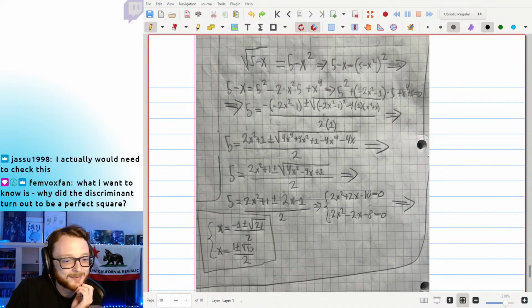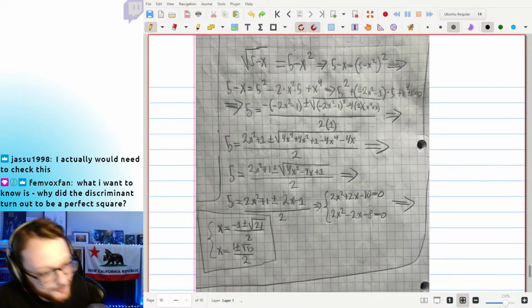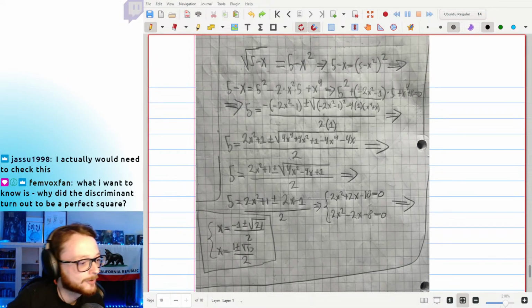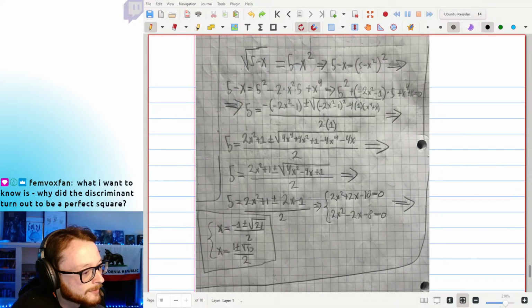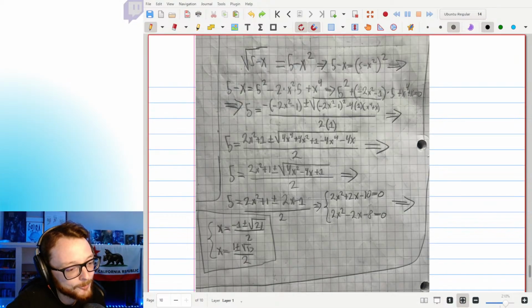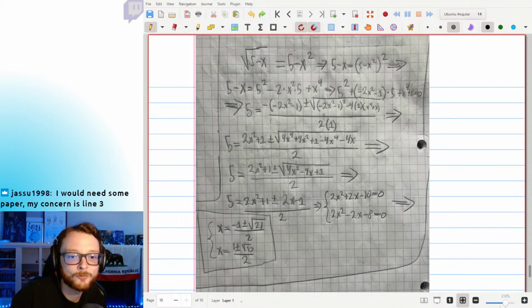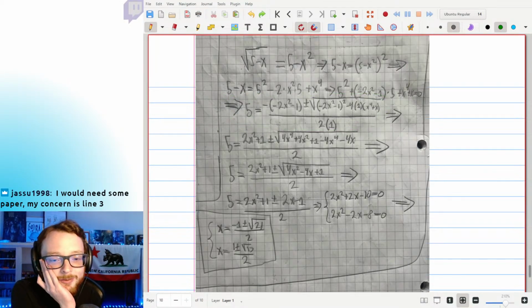Yeah, and so you would need to check these manually, I guess, but Papadoria says he knows that. We can think about that after. Jasu's concern is line 3. As in that line. Well, yeah, that's kind of the big step, I guess.